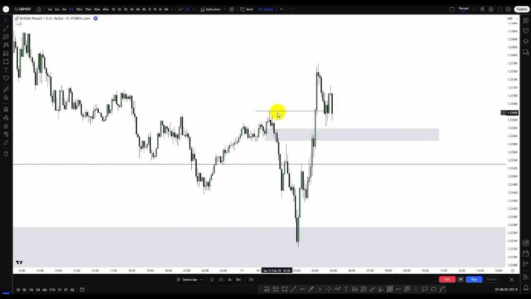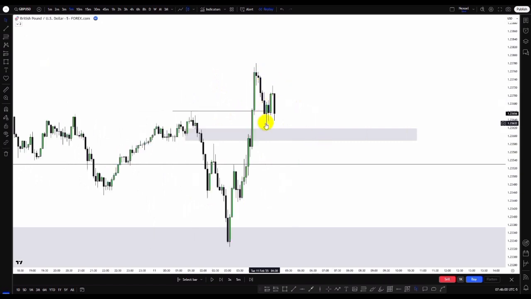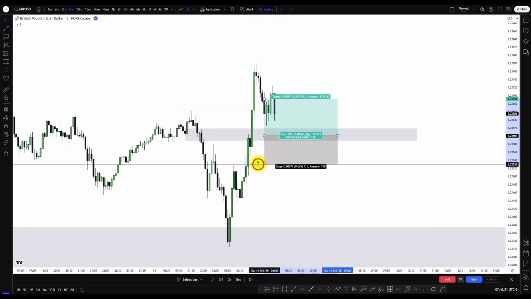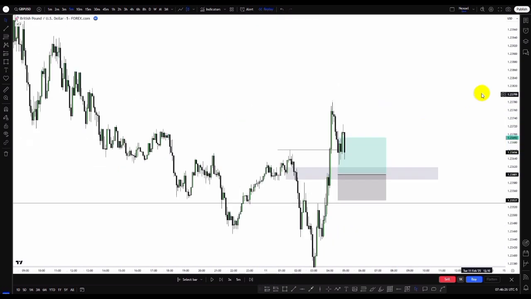So we have the market structure shift. Price broke this low point. Now we can see price fell, gave this push to the upside, but now we can see price returning to seek this sell side liquidity. So we can set our long position order here. Let's set it at the high of the bullish order block. Let's set that now at the low. Let's set that at the low here, and let's get back to the 1-hour time frame.